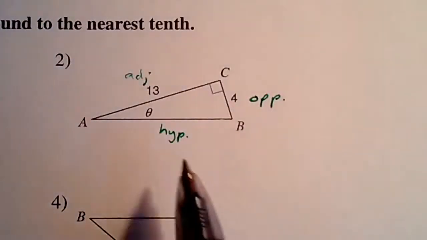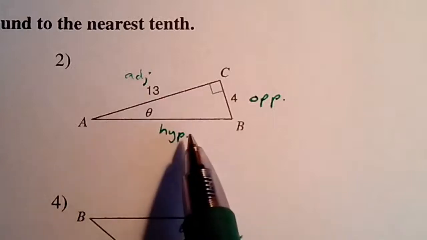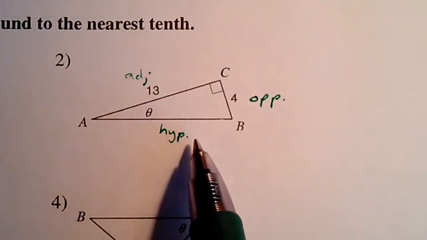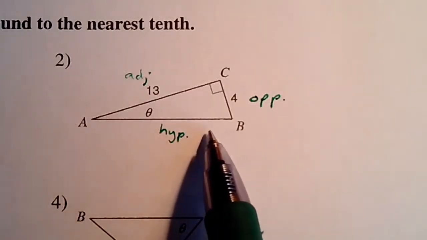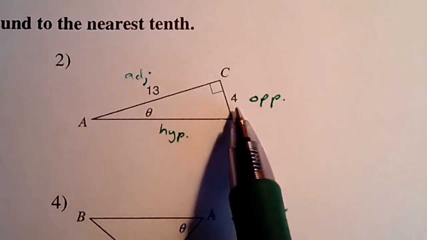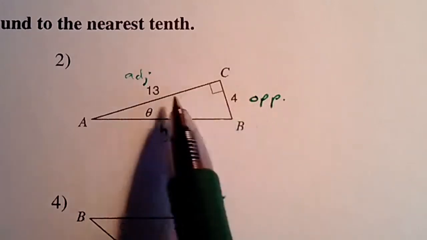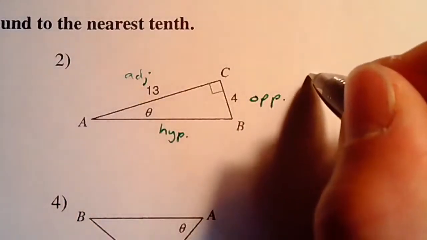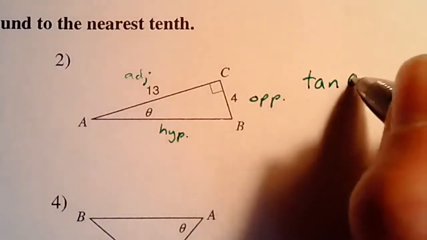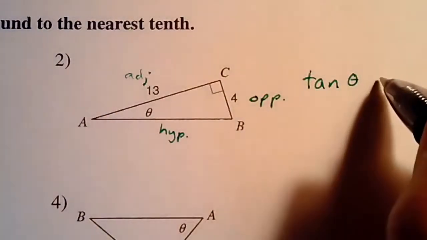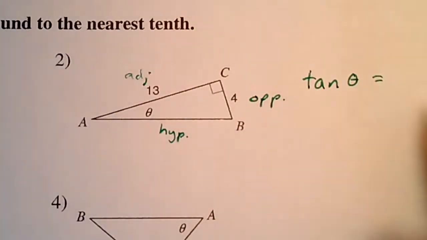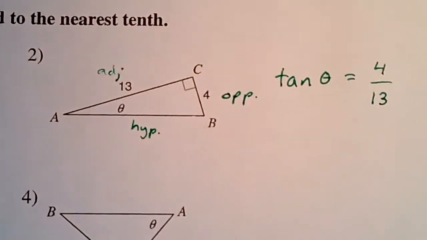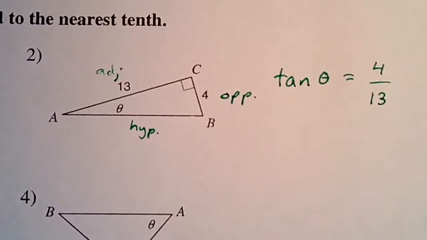Okay. So I don't have any information about the hypotenuse. If I wanted to, I could use the Pythagorean Theorem to figure it out, but we don't need to do that. So I'm going to use the one that has the opposite side and the adjacent side involved, and that's tangent. So I can write out my trigonometric ratio as the tangent of theta is equal to the opposite side 4 over the adjacent side 13.